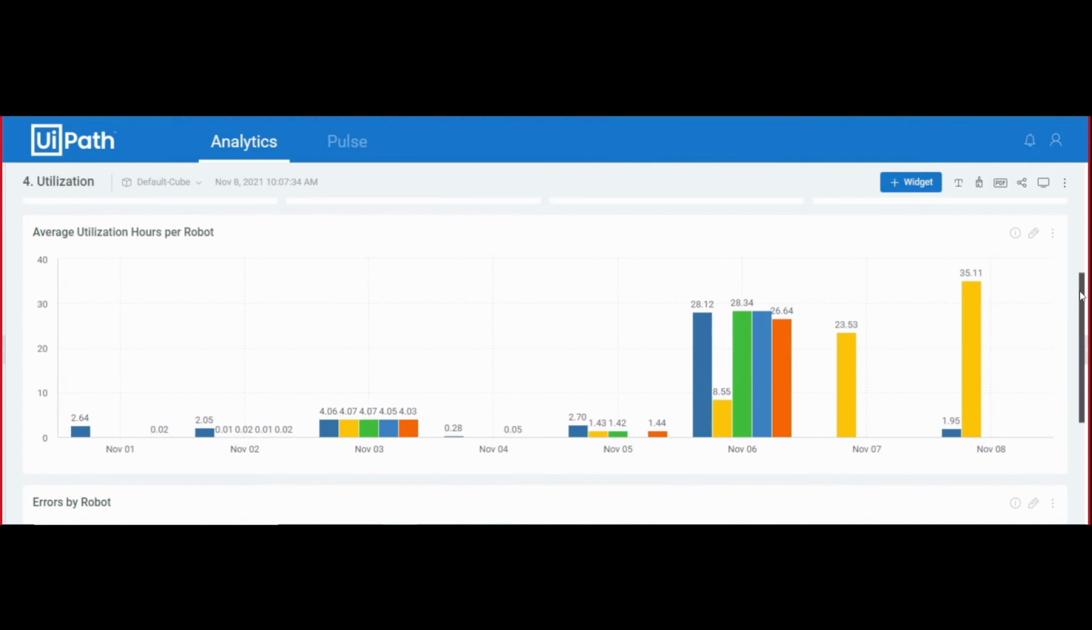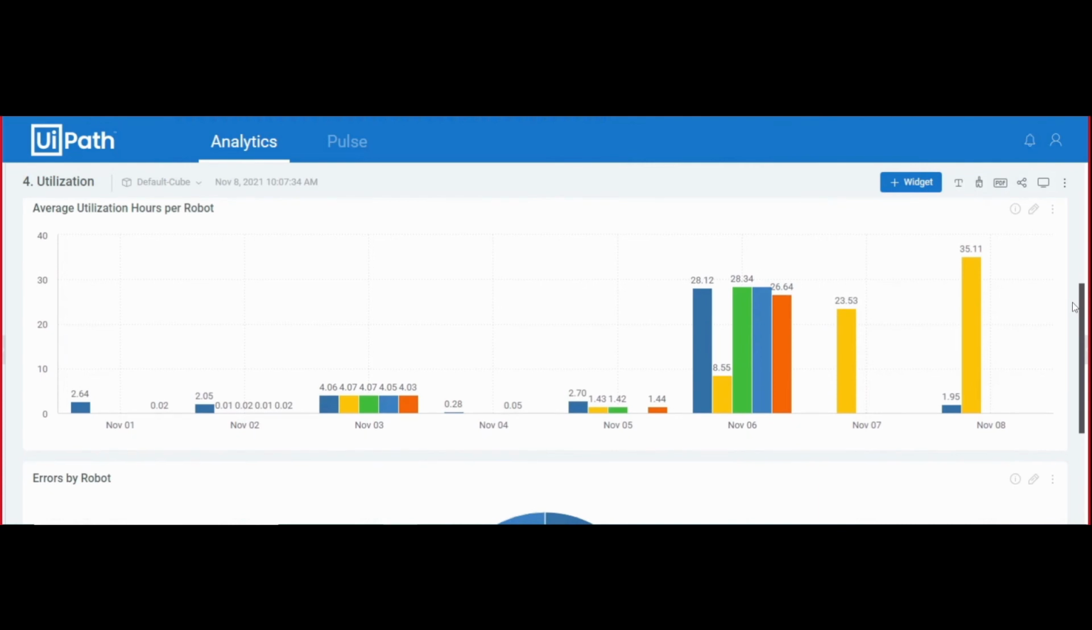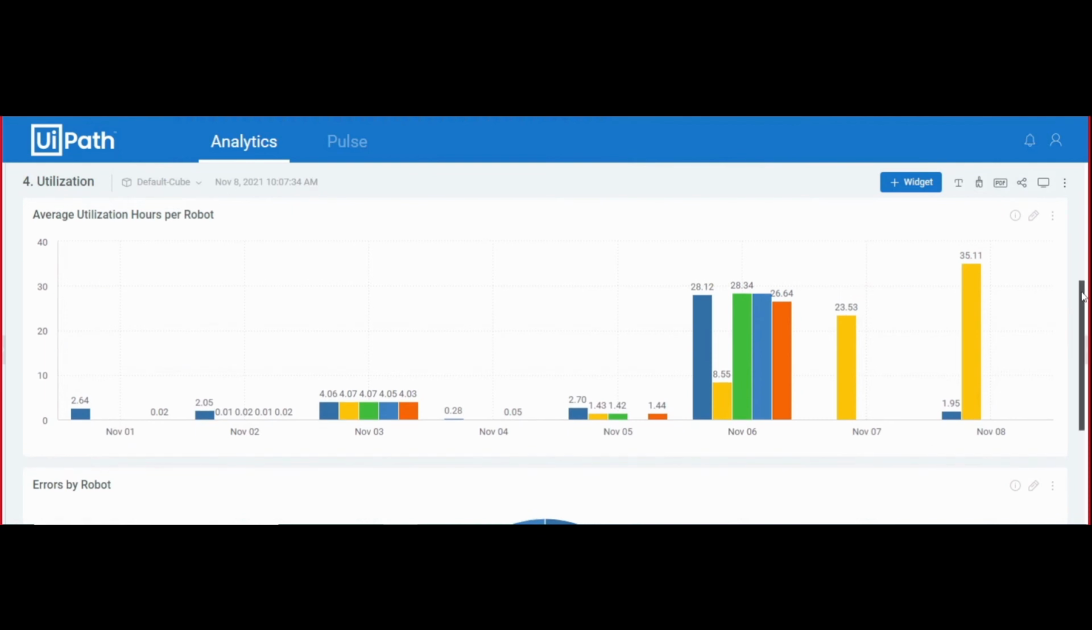Again, we look at date and time as important factors here to help us understand load balancing or any other micro or macro factors that influence our processes and may be impacting our overall success.